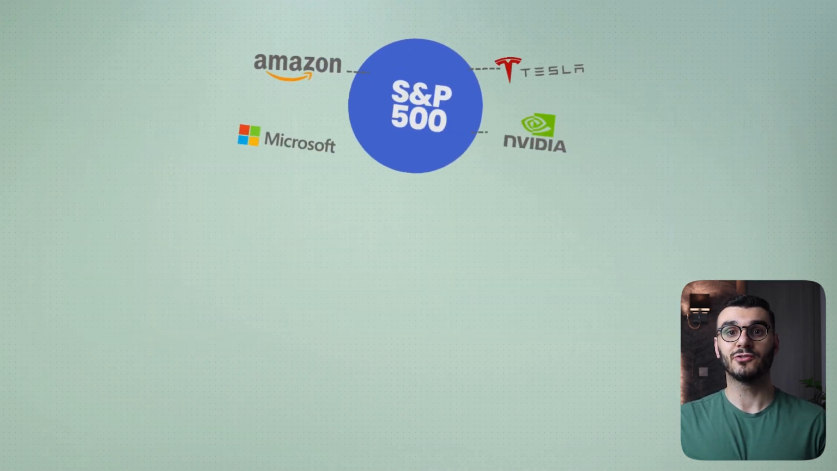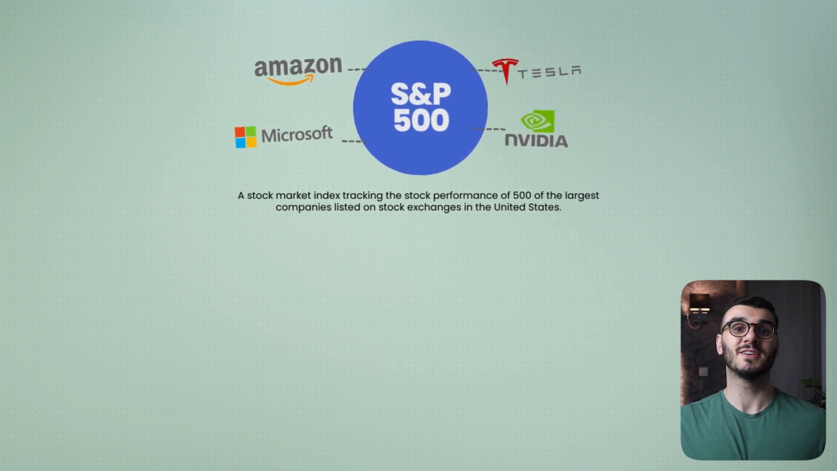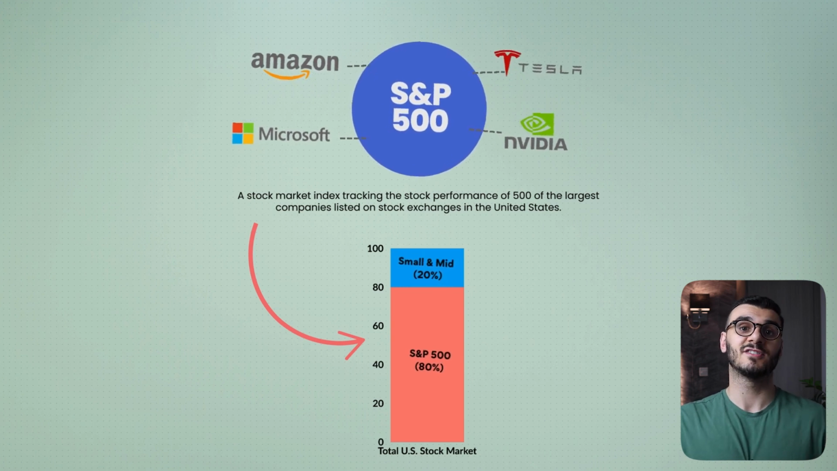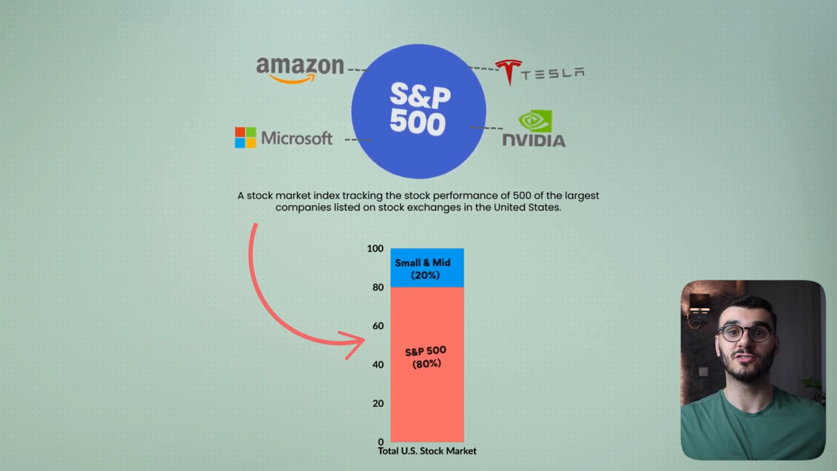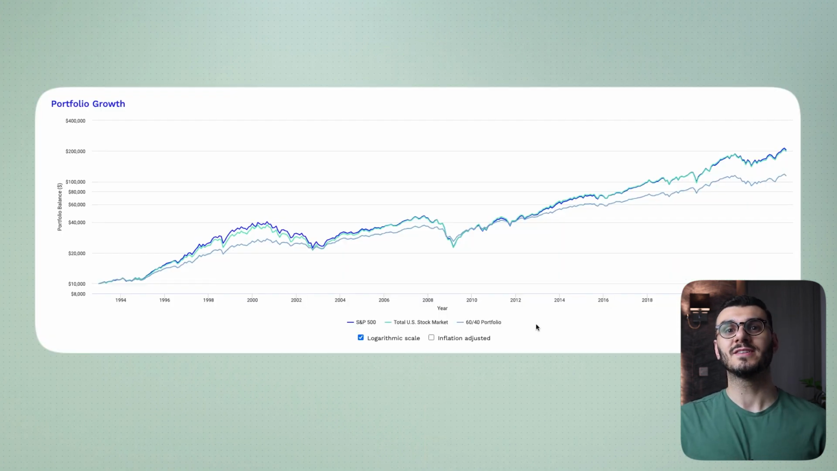The S&P 500 includes the biggest 500 companies in the US, which account for approximately 80% of the US stock market. And then the entire US stock market captured these 500 stocks, but also those smaller and mid-cap companies, which make up the remaining 20%. Now, it's no surprise that the 60-40 portfolio hasn't performed as well as the other two all-stock funds, but we kind of expected that, right?